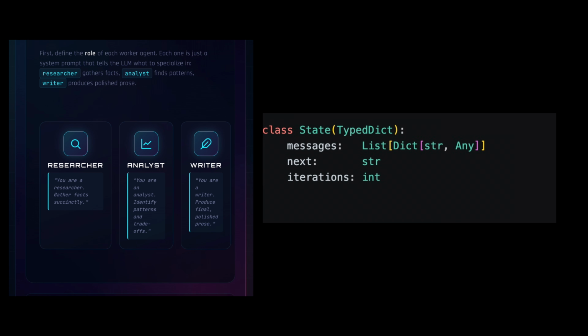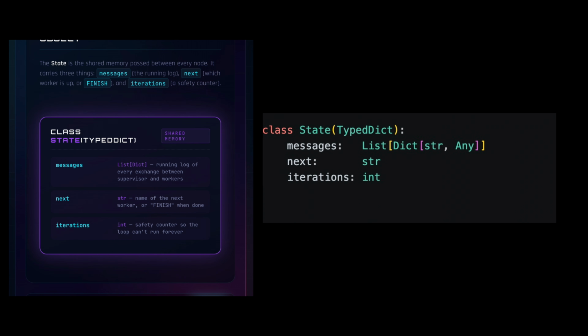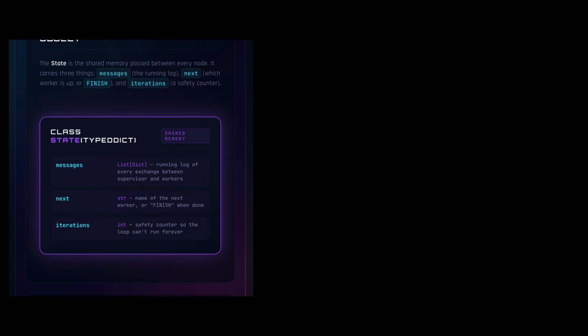Next, let's define the state, an object that holds all the information exchanged between the supervisor and the worker. The state has got 3 variables. The message, which carries every message exchanged between the supervisor and the worker. The variable next, which holds the name of the next worker to call or finish when the work is complete. And iterations, which keeps track of how many rounds of communication have happened between the supervisor and the worker.